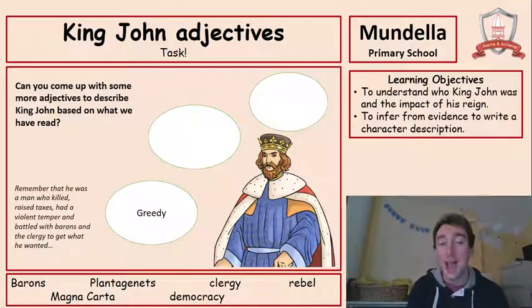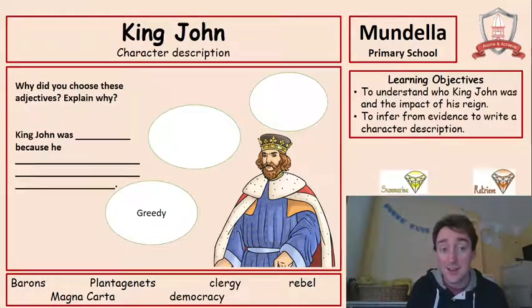Pause the video now and then unpause when you're ready to continue with those words. 3, 2, 1. Okay, with those words, you can now explain what he was like. So King John was, that adjective that you chose, because he, and then say what he did that makes you think that he was like this. Okay, pause the video now and then write down your sentence with your adjective. Okay, we'll unpause in 3, 2, 1.